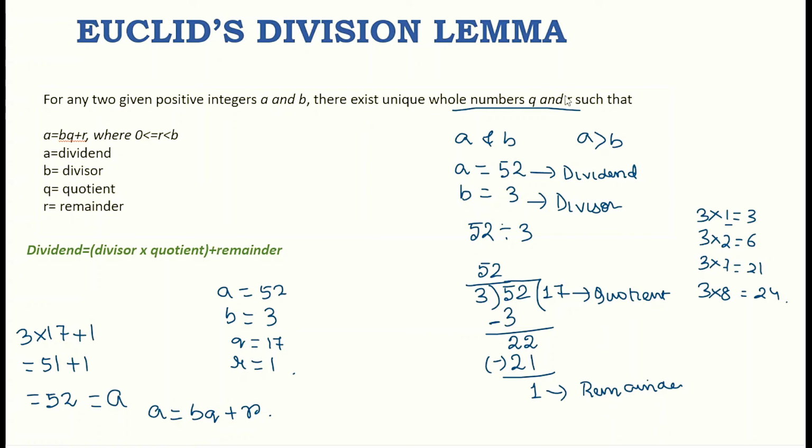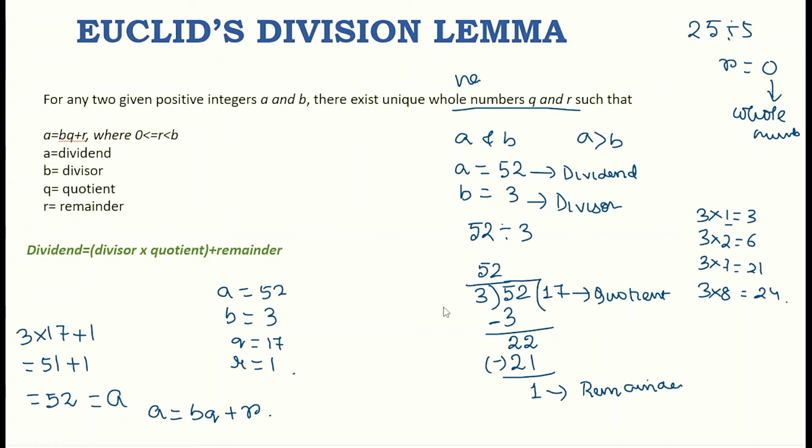Why is it not said that both are natural numbers? Because r can be 0. Like if I do 25 divided by 5, of course I will get the remainder as 0, and 0 is a whole number. So from that we can say that there exist two unique whole numbers q and r. Next we have to look into this condition, that is 0 ≤ r < b.